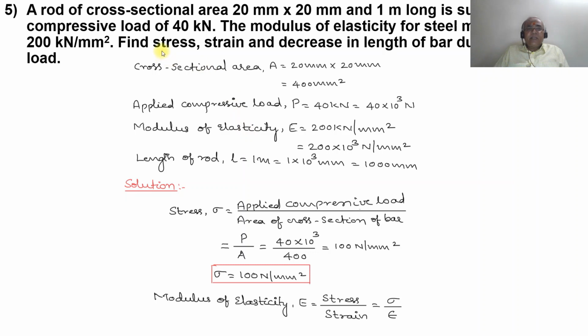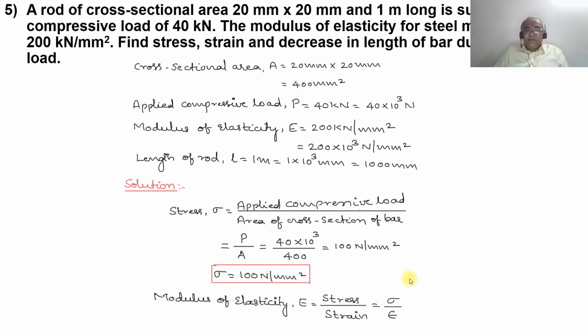Then we found out the stress. Now we need to find out the strain. To find out the strain, can I use delta L by L? No, because if you want to use delta L, we need to know the decrease in length of the bar, which I don't know. There are two variables which you can't find out. So we have one more formula according to Hooke's law. Stress is directly proportional to strain within the elastic limit. So modulus of elasticity is given by stress by strain.